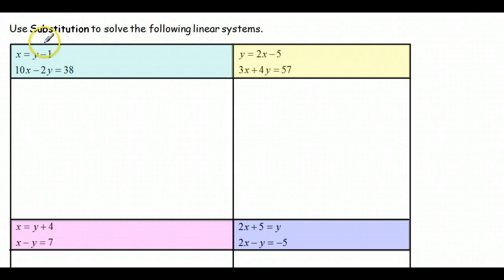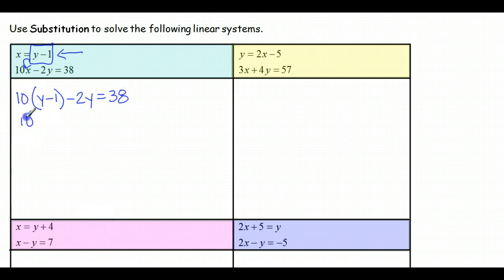One of our variables is already alone, and that is in the first equation, x. Since x is already alone, I can take its value, y minus 1, and plug it in for x. So let's go ahead and do that. So 10 times x, which we say is y minus 1, minus 2y equals 38. And then we can go ahead and simplify the problem and solve for y.